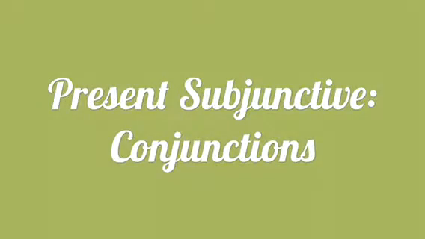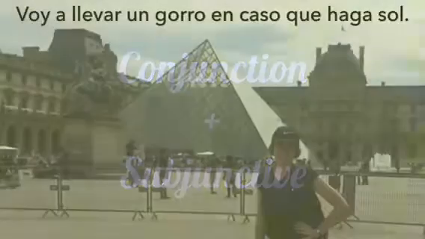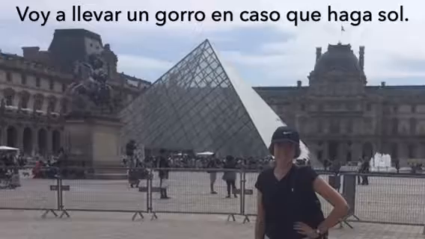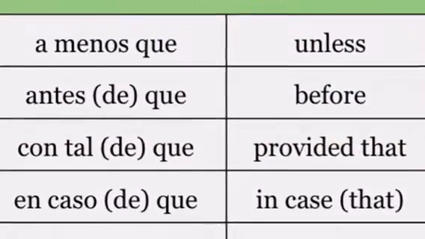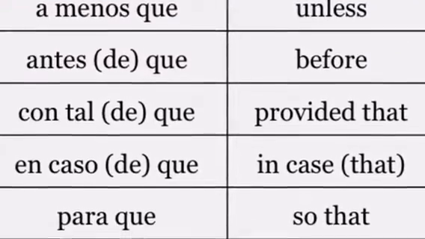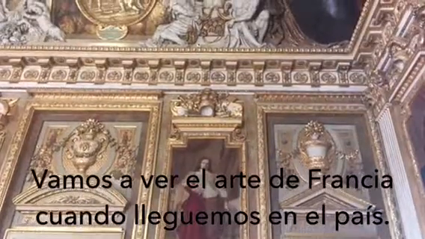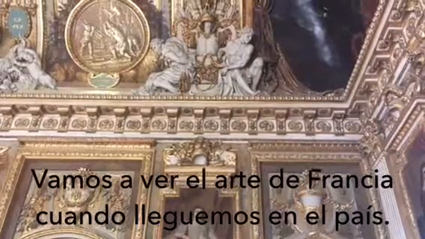The fourth use of the present subjunctive tense is when conjunctions are used to connect clauses. These types of sentences normally require the subjunctive tense on verbs that come after the conjunction. An example of this is "voy a llevar un gorro en caso que haga sol." However, these conjunctions use the present subjunctive tense in the subordinate clause if the main clause expresses a future action. An example is "vamos a ver el arte de Francia cuando lleguemos en el país."